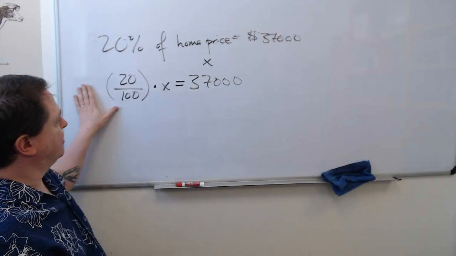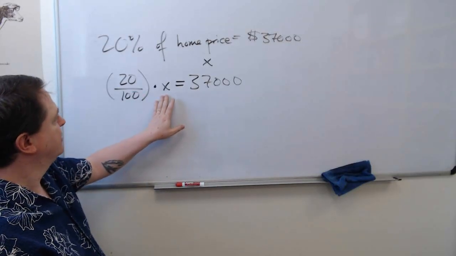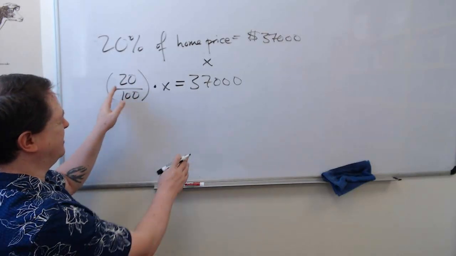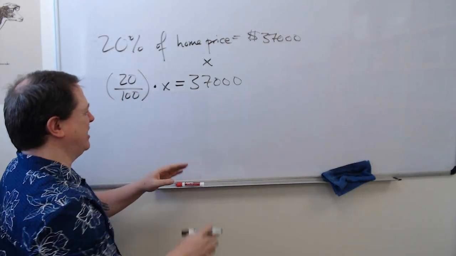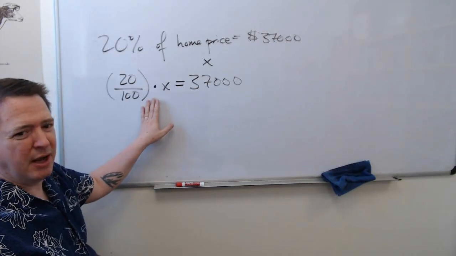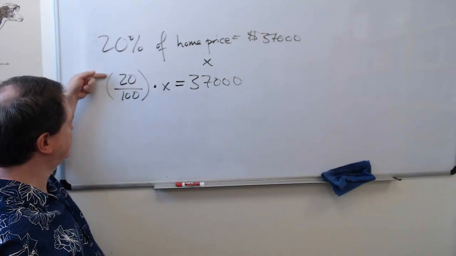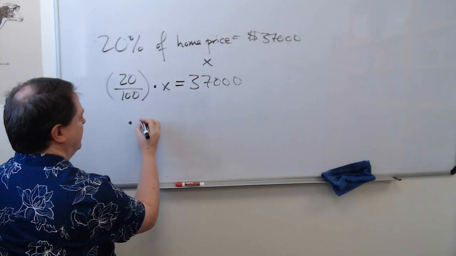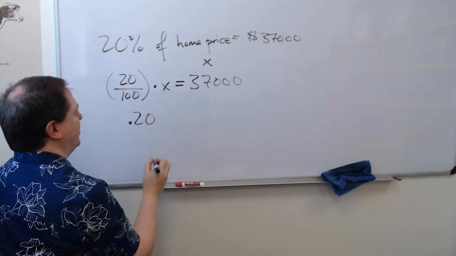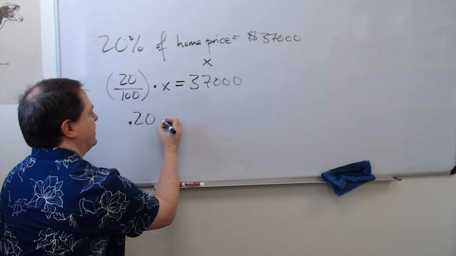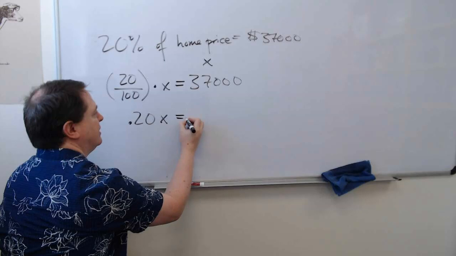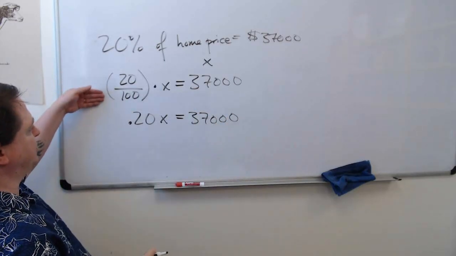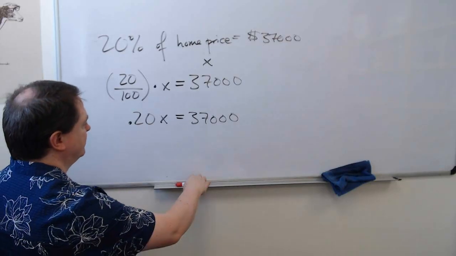Okay. So now I just need to solve for X. I could just divide by this fraction on both sides, but then I'll have a fraction in a fraction, and I just hate that stuff. So I'm going to start by simplifying this. This 20 over 100, I can just put in my calculator or just know that that's 0.20, times X equals 37,000. Okay, so all I did was write that 20 over 100 as a decimal.